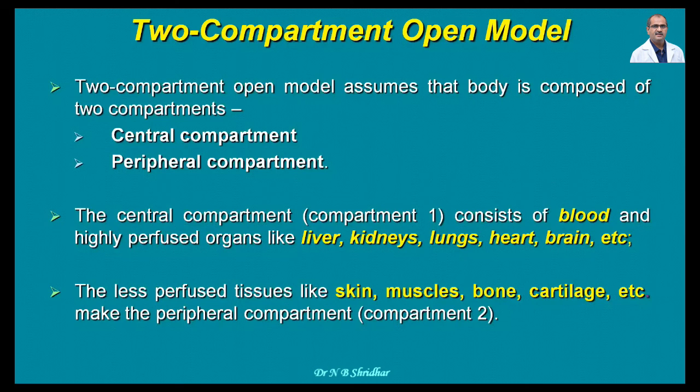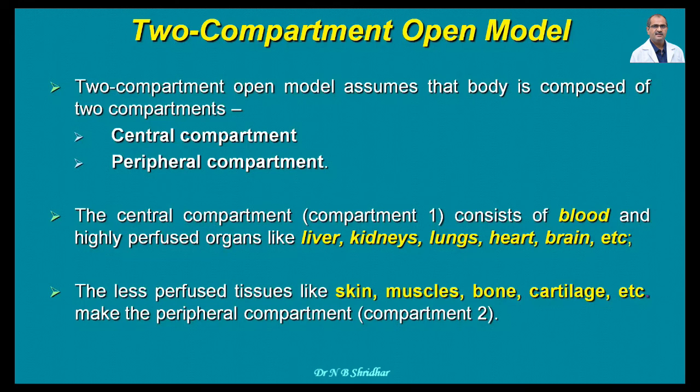We have got the body, which is assumed, once again this is a statistical model, to be composed of two compartments. One is the central compartment and another one is the peripheral compartment. The central compartment is also called compartment 1. It consists of the blood and highly perfused organs like liver, kidneys, lungs, heart, brain, etc.